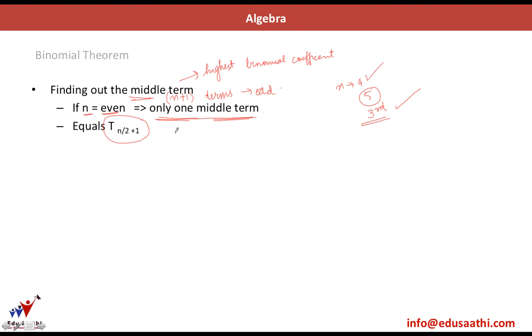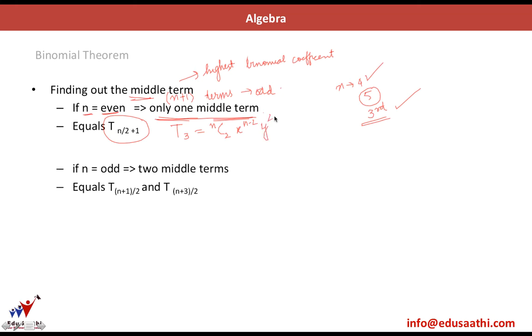So if the value of n is 4, it will be t 4 by 2 plus 1, and that means it is the third term which will be the middle term that I will have. If the value of n is odd, that means you will have n plus 1, that means even number of terms. Whenever you have even number of terms, you will have 2 middle terms, and the coefficients of both the middle terms would be equal.